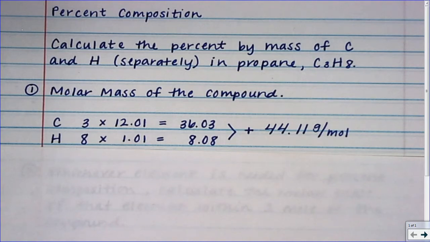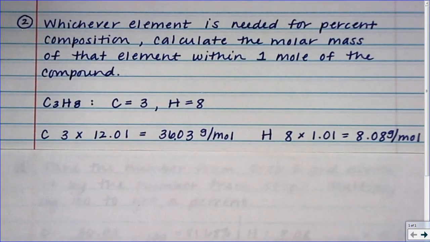The next step we need to do, since we want to figure out carbon and hydrogen separately, is figure out how much carbon is in propane for 1 mole of propane. And the same thing goes for hydrogen. So how many hydrogen atoms are in 1 mole of propane? And we'll get the molar mass of those as well. Just as I stated, number 2 says, whichever element is needed for percent composition, calculate the molar mass of that element within 1 mole of the compound.